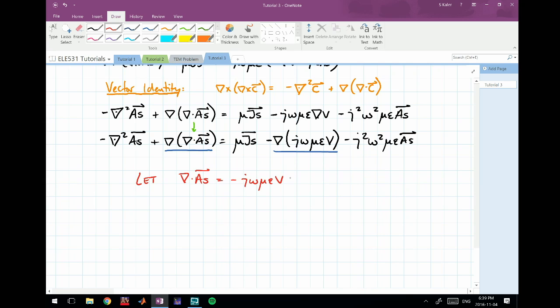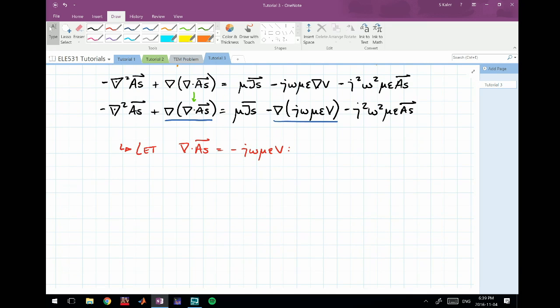this Lorentz condition, we say, let the divergence of A_s equal minus j omega mu epsilon V. So you see, I'm literally just forcing the equation to do what I want it to do. And we do this a lot in math. This thing right here, this thing I'm defining, the divergence of A_s is minus j omega mu epsilon V. That's actually an equation. I'm not just making it up, but that's how we get to that result.